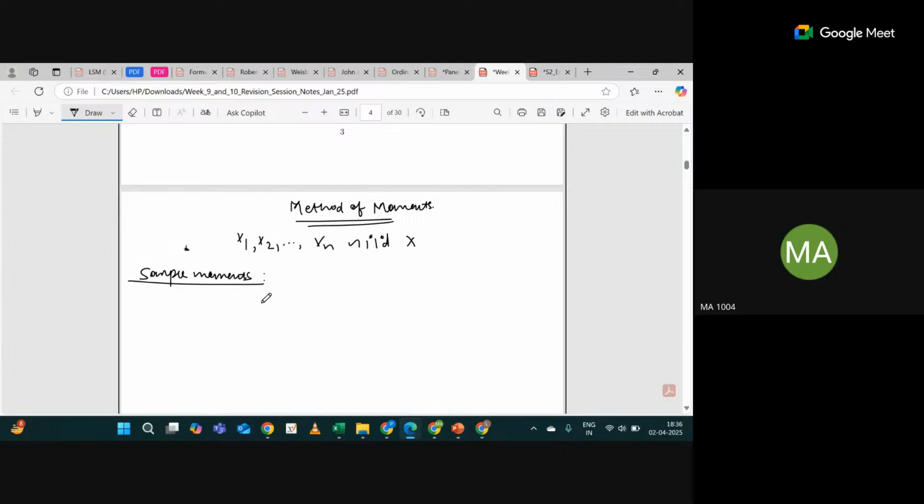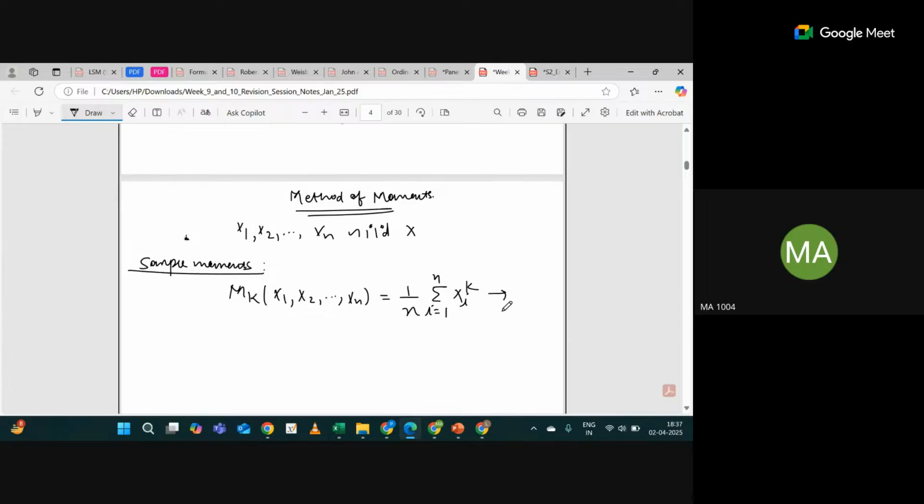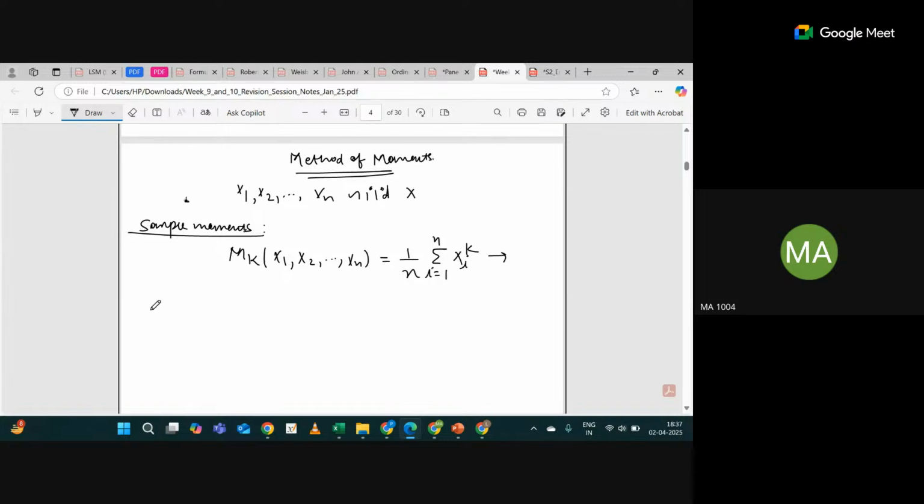In general, the kth sample moment, let's say mk of x1, x2, ..., xn, is defined with the help of these xi's as nothing but 1 upon n times the summation of i equal to 1 to n of xi raised to the power k. This is the kth sample moment. But for one particular sampling instance, what do I mean by sampling instance? Say you perform sampling one time and you get these possible values x1, x2, ..., xn.